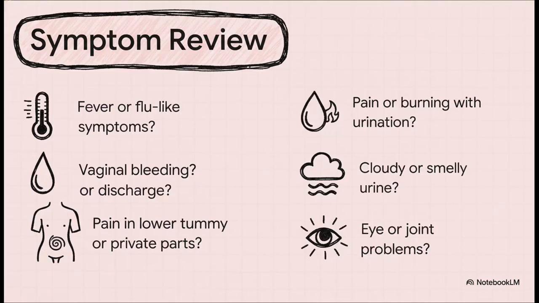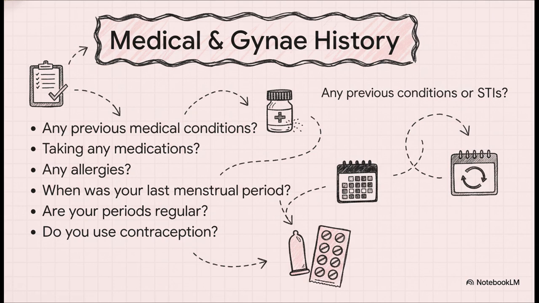Now, I know the case says asymptomatic, but you absolutely must run through a full symptom review. You have to ask these screening questions to officially confirm it. It shows you're thorough. Next, you need a quick run-through of the patient's medical and gynecological background. Pay really close attention to their contraception use. That's a key piece of the puzzle.